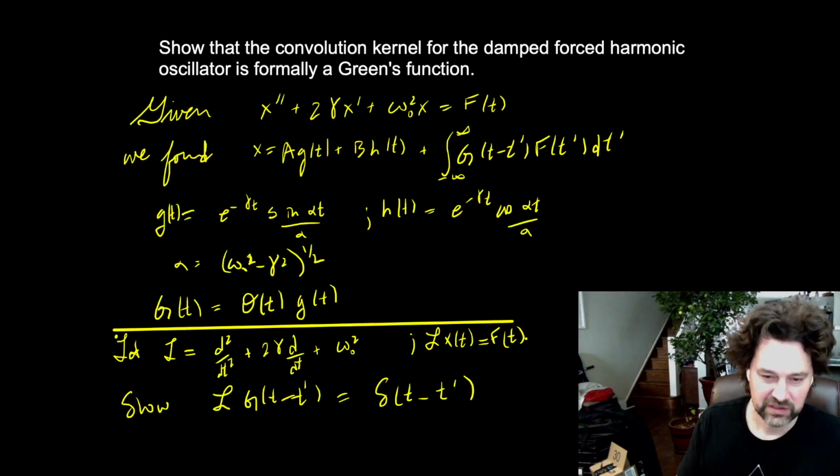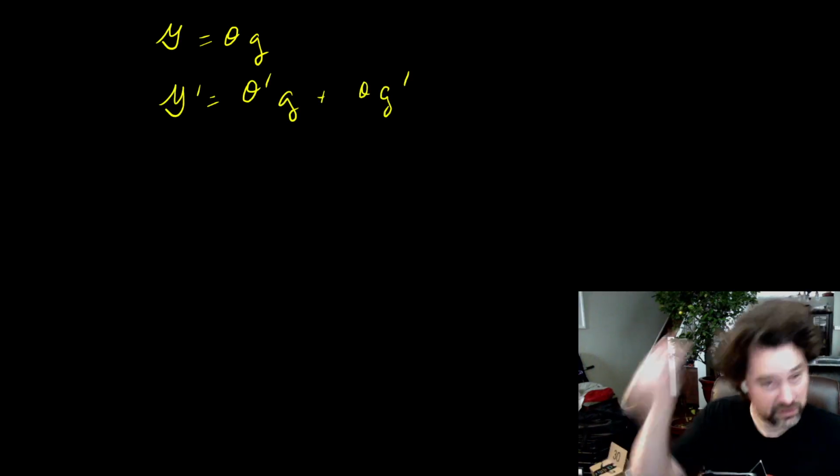What we want to show is that L, when applied to our convolution kernel, g of t minus t prime, is in fact the delta function t minus t prime. Now we'll go about doing that. What we need to do is take derivatives of our function. So we have g equals theta times small g. So our first derivative is theta prime g plus theta g prime.